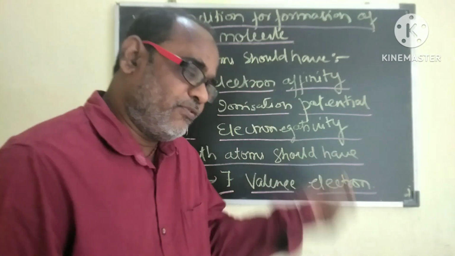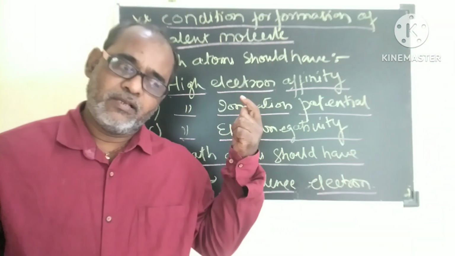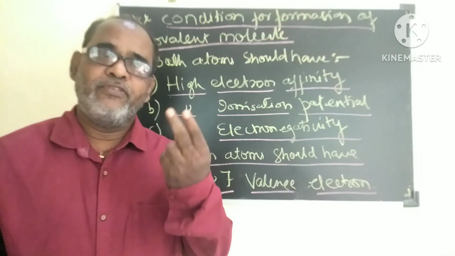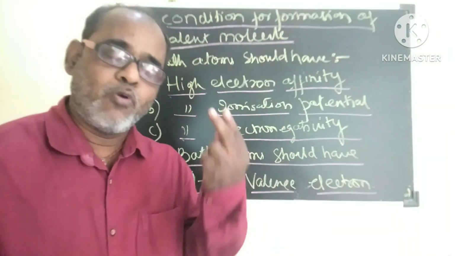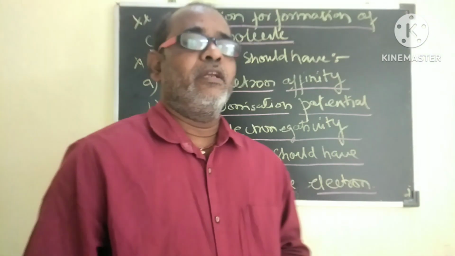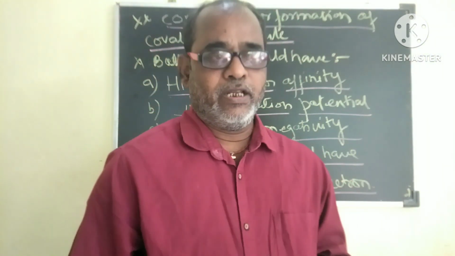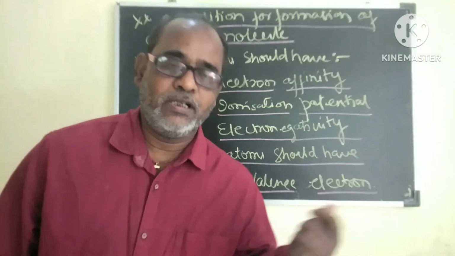If they are sharing a single electron pair, it is a single covalent bond. If they are sharing two pairs of electrons, it is a double covalent bond, and if they are sharing three electron pairs, it is a triple bond. Okay, now let us go with the polar and non-polar nature.